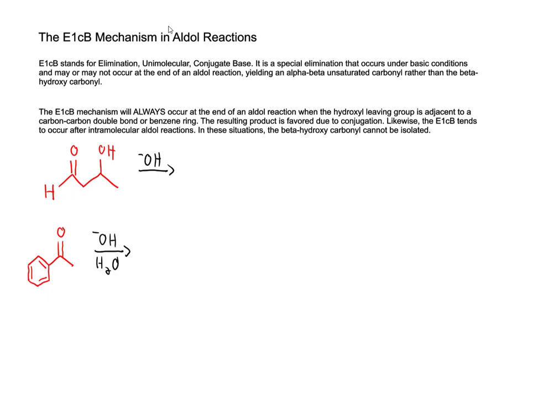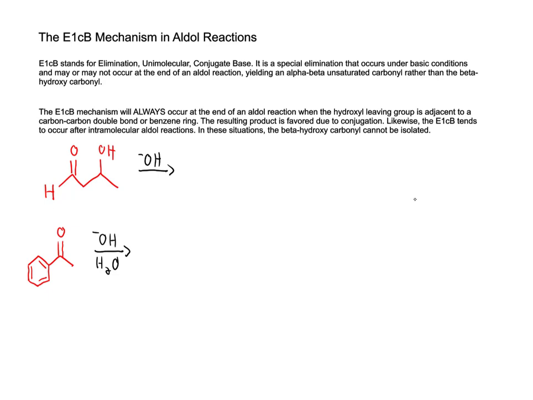Now, the E1CB mechanism always occurs at the end of an aldol reaction when the hydroxyl leaving group is adjacent to a carbon-carbon double bond or a benzene ring. The resulting product is favored due to that extra conjugation we'll get. Likewise, the E1CB tends to occur after intramolecular aldol reactions, which I'll show you later in this video. In the situations where the E1CB mechanism always occurs, the beta-hydroxycarbonyl cannot be isolated. So let's see what happens here.